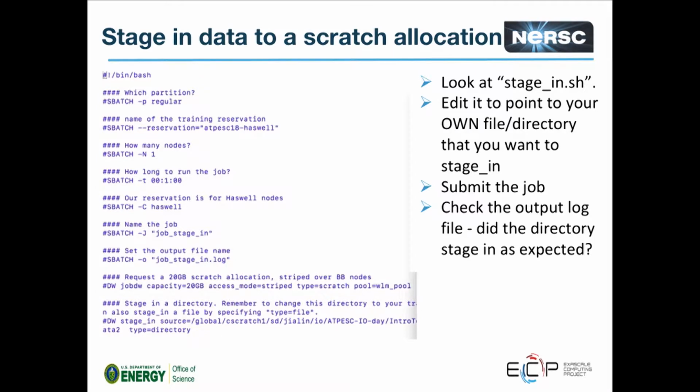And stage in. So like I said, if your code needs some input, you can try this stage in. The change you will need to add to the previous script is here, pound sign DW stage in, and specify where your input is, and the type, meaning that you want to stage in a file or directory. You can stage in both types.